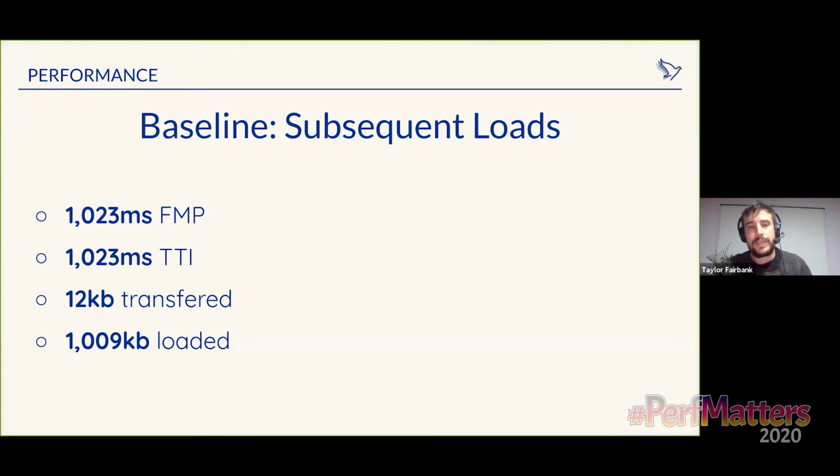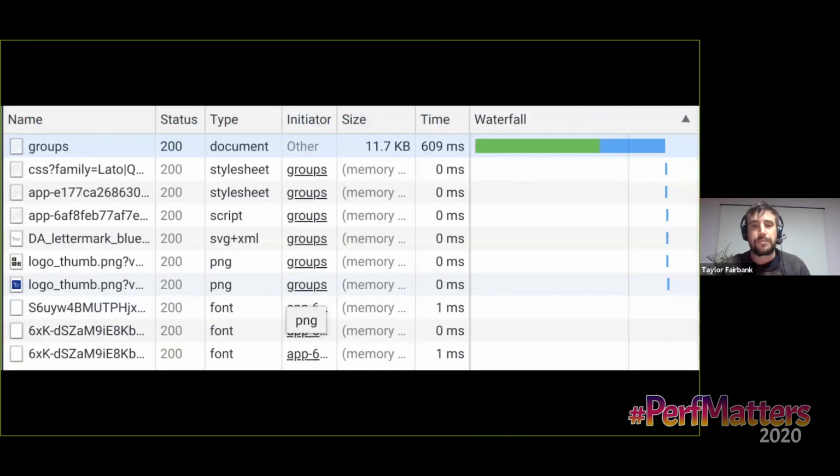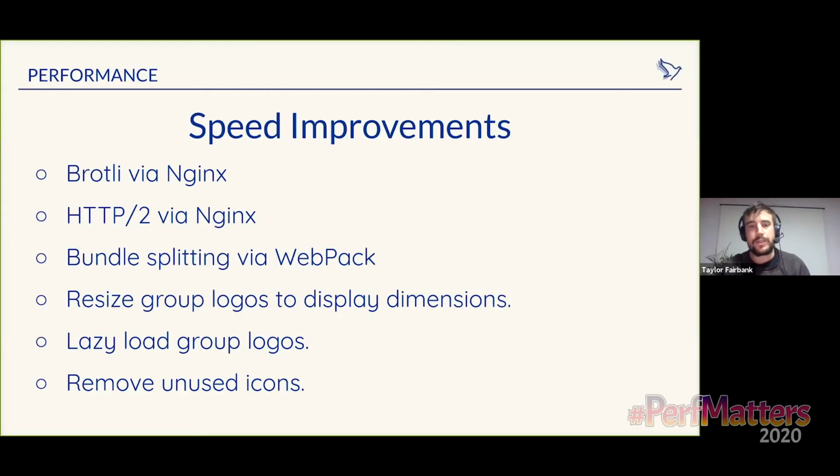So it's 1 second to first meaningful paint and time to interactive. We're only transferring 12 kilobytes, and then it's loading a lot of the scripts because we have that caching built in from the start. So it's loading all of that. So you can see right here, we're just getting the HTML content for the groups page to see if there's any updates, but all the style sheets, all the images and fonts and stuff are already cached. So that's a big win out of the box.